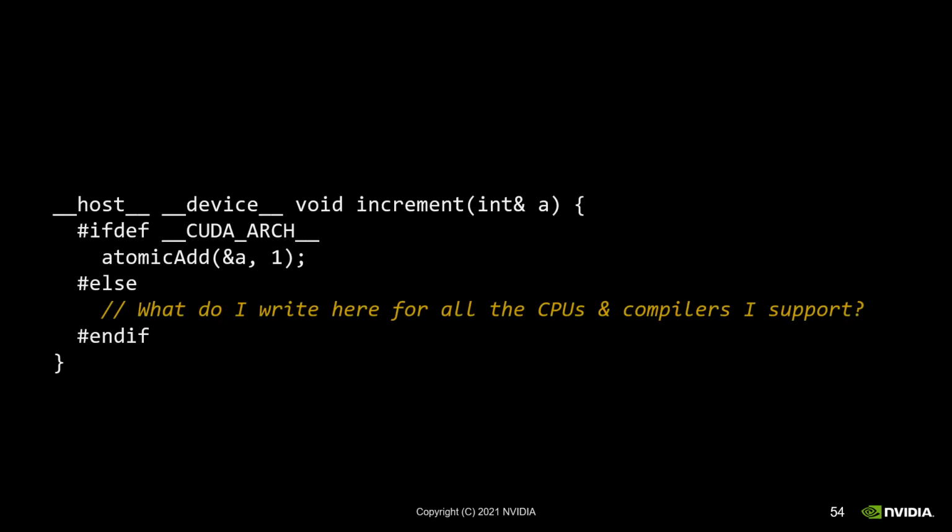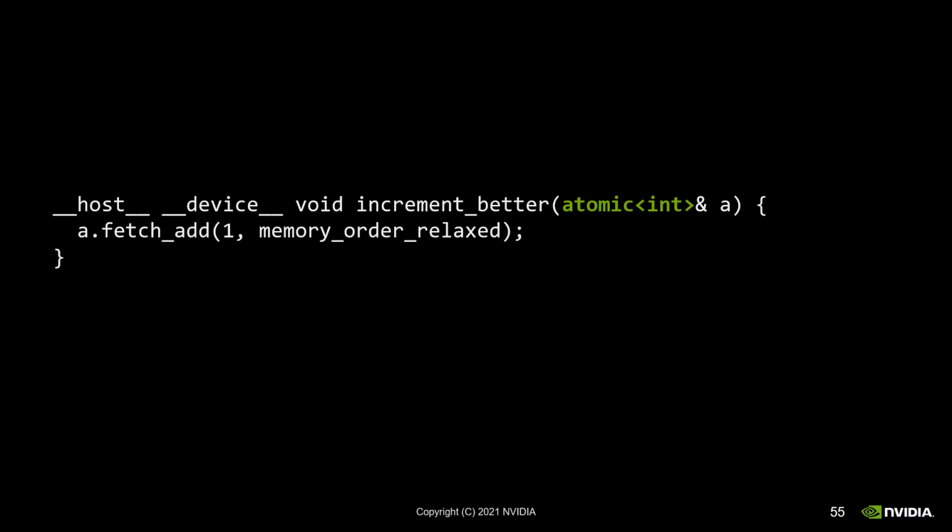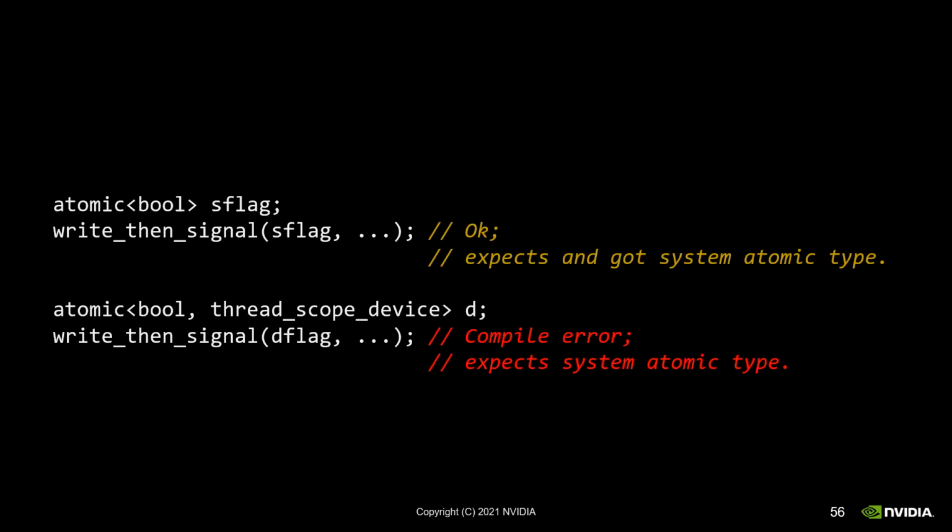It's difficult to write heterogeneous code with CUDA legacy atomics because they only work in device code. Atomics in the NVIDIA C++ Standard Library work in both host and device code. C++ atomics also give you a greater degree of type safety than you get with legacy CUDA atomics. For example, if you mix thread scopes of your atomics, C++ atomics will catch that at compile time and give you an error.